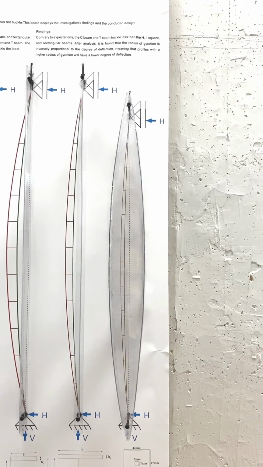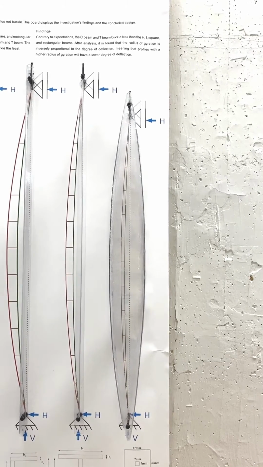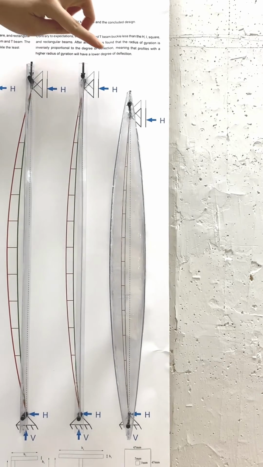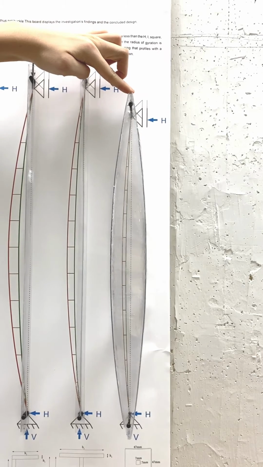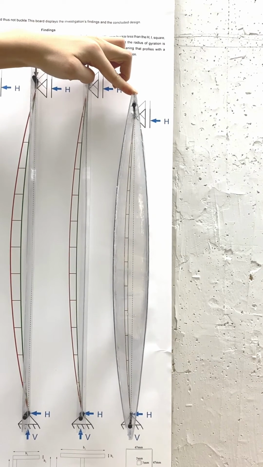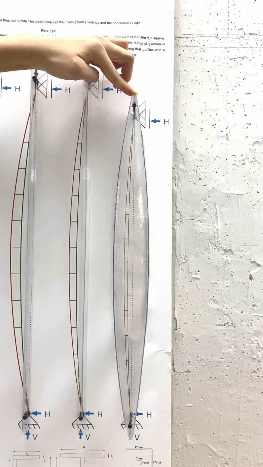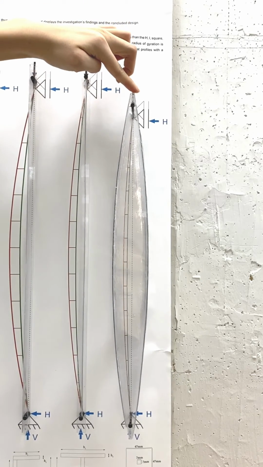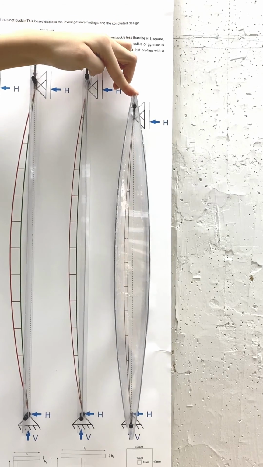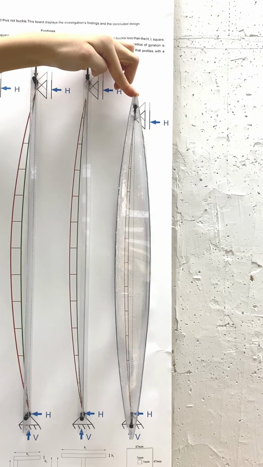The second half of the investigation is to develop a profile design that will best resist buckling. In the physical experiment, the hollow square beam shows the smallest degree of buckling. This column is designed as the hollow square beam's bending moment, and we can see that the profile demonstrates great resistance and buckles little even under load.